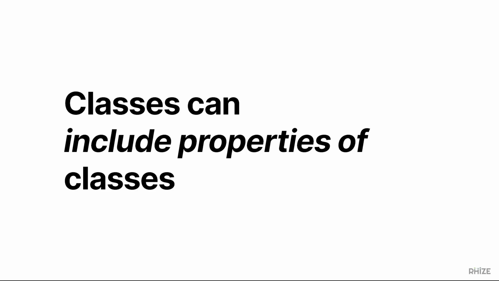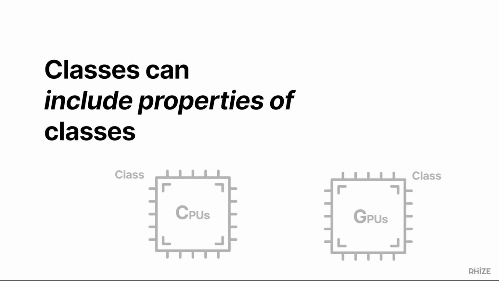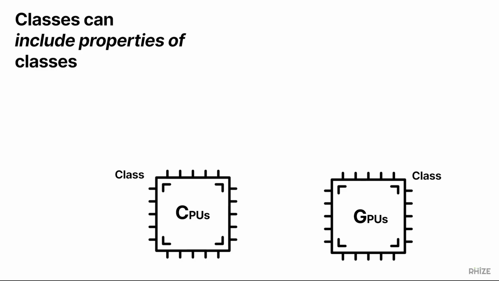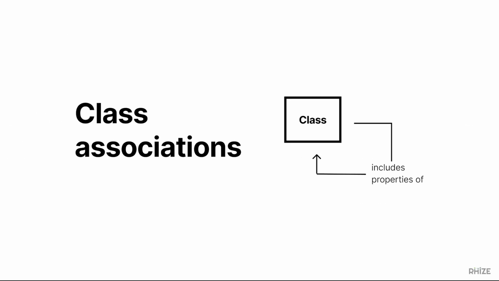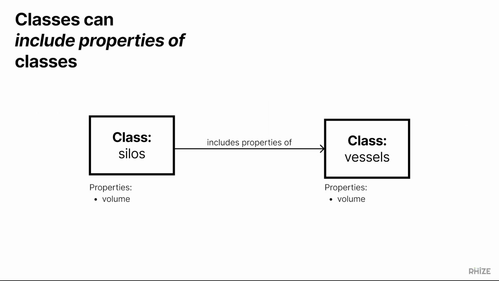All classes can include properties from other classes. For example, the GPU and CPU classes may both include properties from the processing unit's class. Returning to equipment, a silos class may be a member of a vessels class and inherit its volume property.